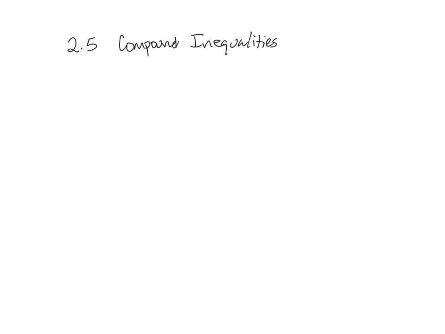Compound inequalities. So when you hear that word compound inequalities, you want to think of and or. So we have and problems. We also have or problems. For compound inequalities, it means we're going to have like two, compound means more than one. We're going to have like two conditions.